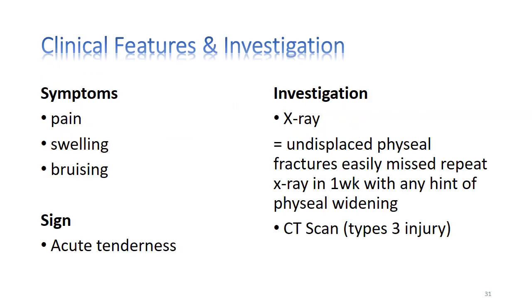For the clinical features, the children can present with pain, swelling, and bruising around the ankle, and there is acute tenderness during the physical examination. For the investigation, we can do an X-ray, but an undisplaced physeal fracture can easily be missed. So we need to repeat the X-ray in 1 week if there is no hint of physeal widening. The CT scan is usually used for the type 3 injury.